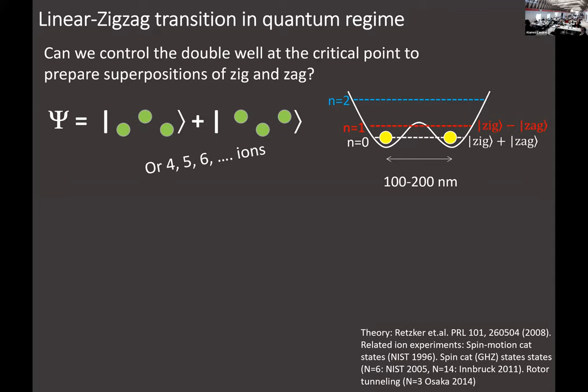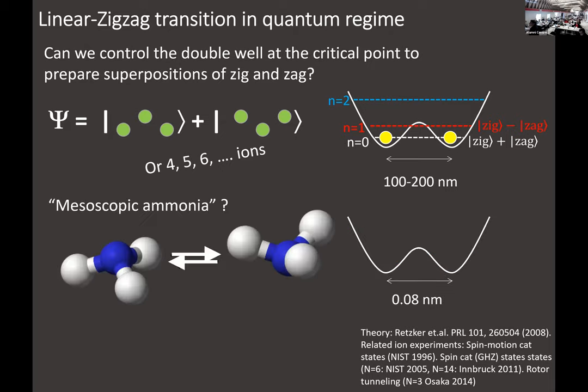But we like to think about more than that. These Schrodinger cat states are essentially the equivalent of GHZ or generalized Bell states, you know, up, up, up plus down, down, down. I like to view these things from an analogy. You could perhaps think about this as a mesoscopic ammonia, particularly when you look at the three ions there. The zig and zag look very similar to the two states of an ammonia molecule. I call it mesoscopic because here the double well spacing is a tenth of a nanometer by comparison. Of course, the frequencies are much lower in our case.